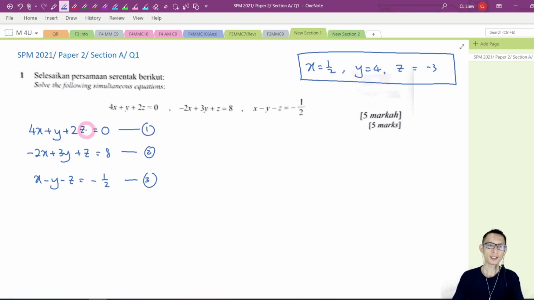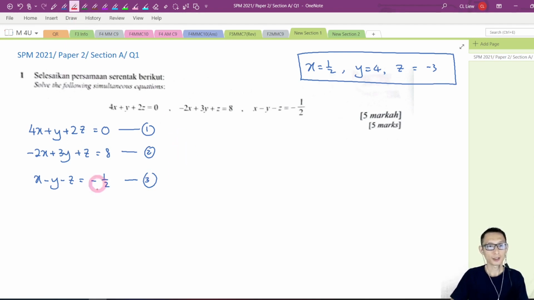So now we have three unknowns. No matter whether you are using the elimination method or the substitution method, we actually have the same goal. We want to change the three variables into two variables first. After we change it into two variables, then it just goes back to your Form 1 simultaneous linear equations in two variables.